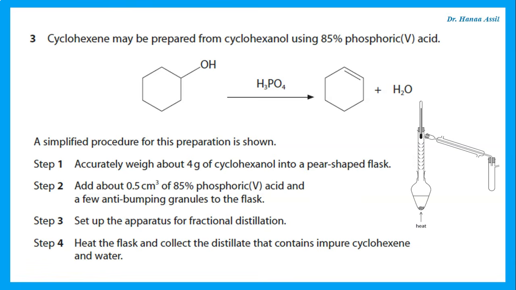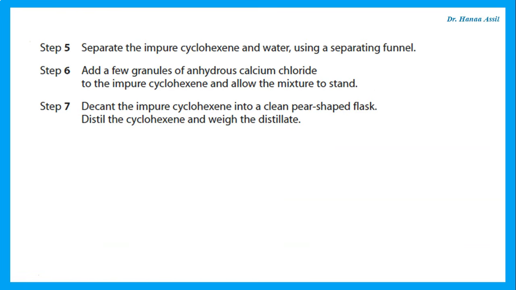How do we do fractional distillation? So we put the cyclohexanol into the pear-shaped flask. We put phosphoric acid, anti-bumping granules, and we set up the apparatus for fractional distillation. Heat the flask, collect the distillate that contains impure cyclohexene and water. So what we're going to collect from this is a mixture of cyclohexene and water.